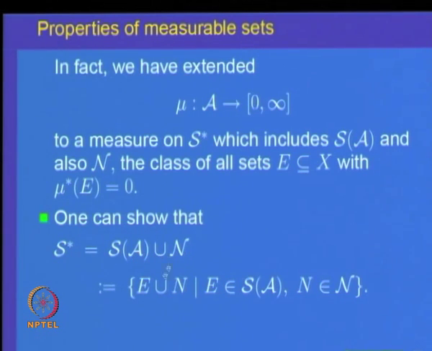This union we are writing as sets of the type S of A union N. It is not the union of these two classes, it denotes sets of the type E union N, where E belongs to S of A and N is a null set. So, take sets which are in the sigma algebra generated by A, adjoin to it any mu star null set. Look at this new collection, then one can show that S star is the same as E union N. So, it involves two things, namely this collection is a sigma algebra and this sigma algebra is the same as S star. We will not go into the details of this, they are slightly technical, we will assume this.